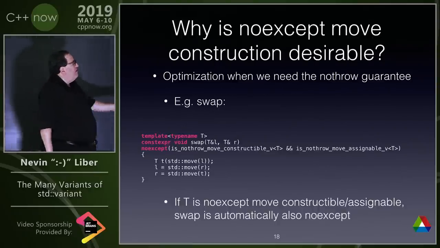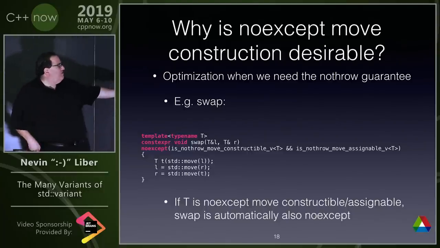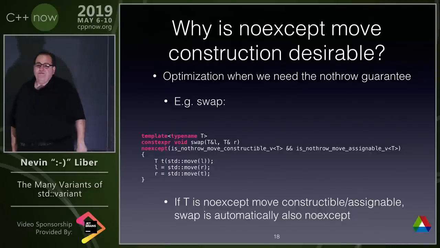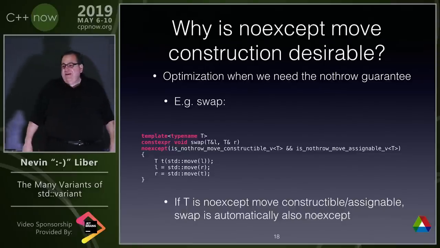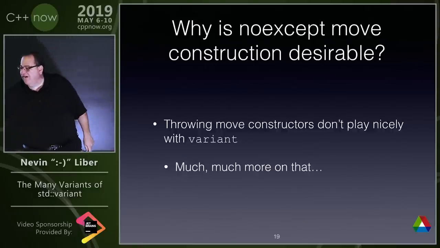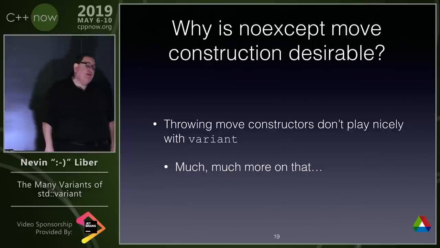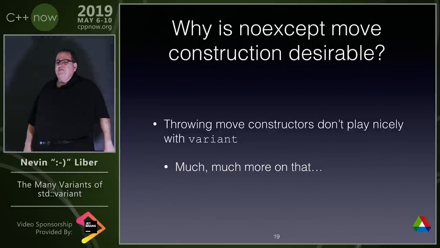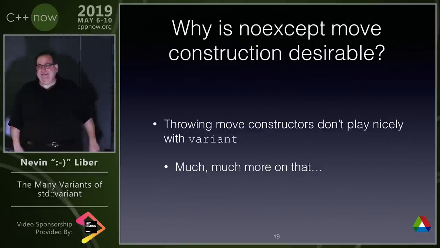And why we need the strong guarantee, well, for instance, if you want to build swap, if it's non-throwing move constructible and non-throwing move assignable, this swap also is noexcept. It doesn't throw. So we need those operations in order to build things that give you the strong guarantee. Unfortunately, they don't play very well with variant. And this is really the first place in the standard library where that's painfully obvious.